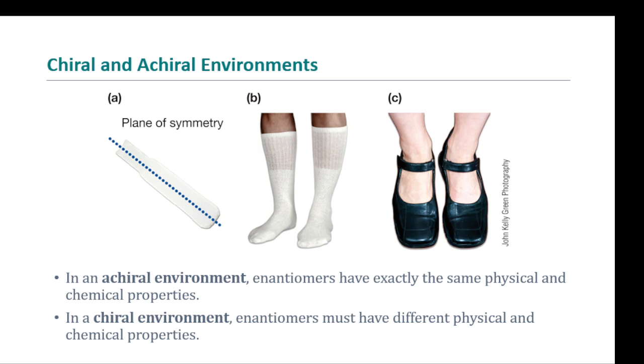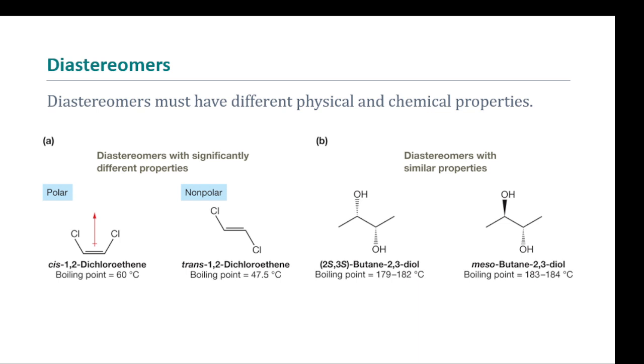But what happens when we start using something chiral to attach to it? What happens when we make the gloves chiral? A right-handed glove and a left-handed glove. Can you put your right hand in your left-handed glove? That doesn't work out, does it? And so suddenly we get the ability to separate the chiral constituents when the environment is chiral. Okay? So diastereomers must have different physical and chemical properties.